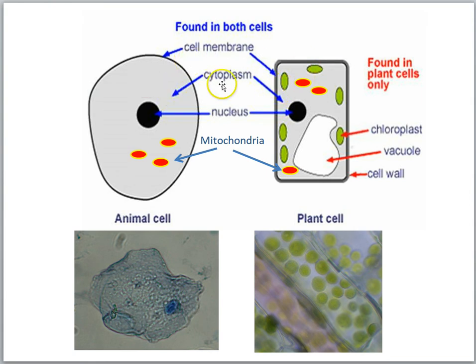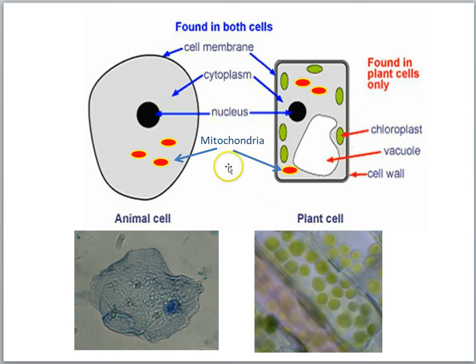Both types of cells, animal and plant cells, have an outer cell membrane. This is a flexible barrier. We'll learn more about it in a moment. Both have a fluid cytoplasm, both have a nucleus, and both have structures called mitochondria. What's unique about the plant cell is, of course, it has those green discs, the chloroplasts, the site of photosynthesis, and they have a rigid cell wall as well.